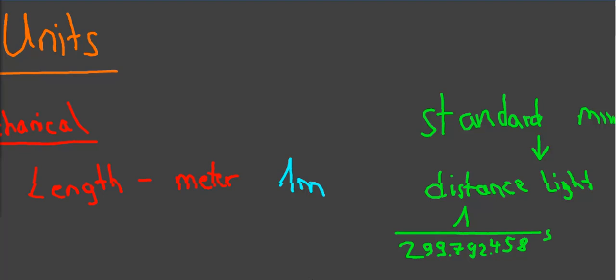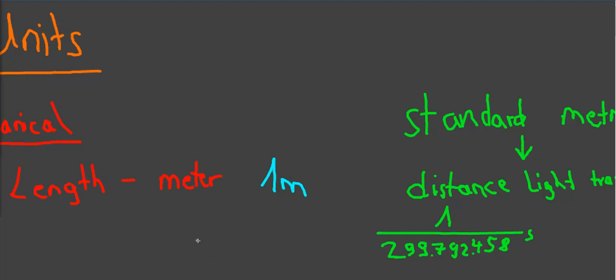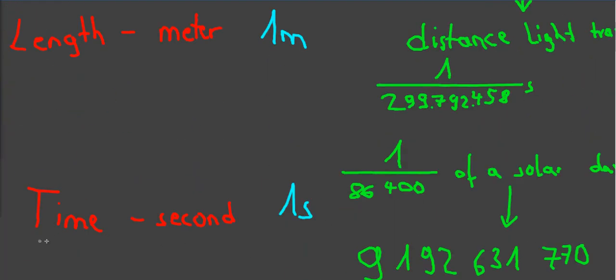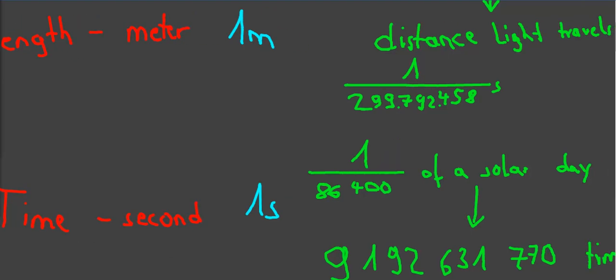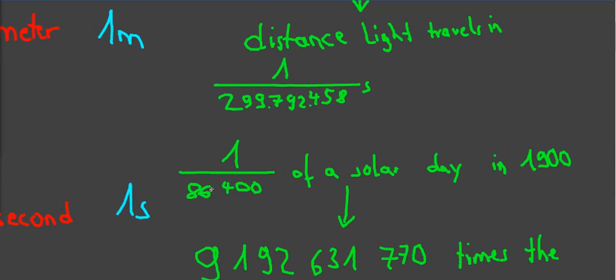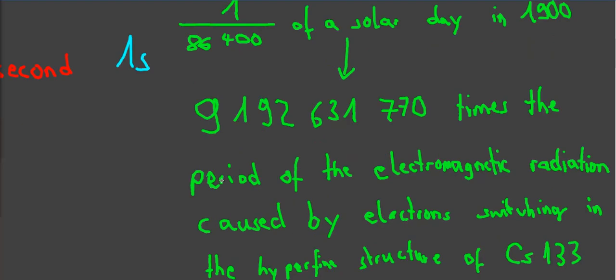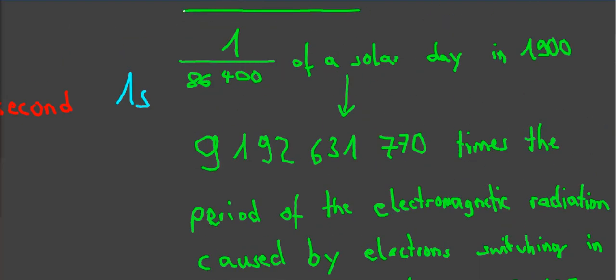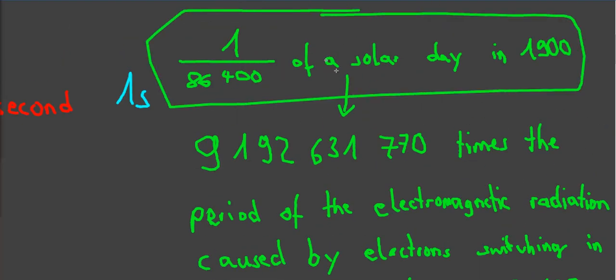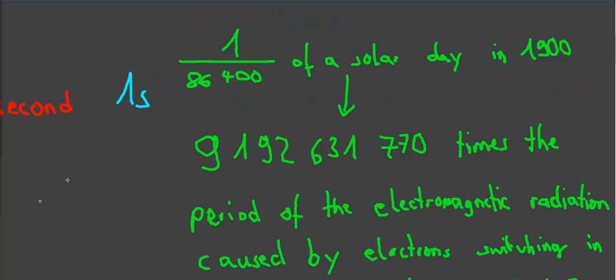Well, the definition uses the second, and the second is the next unit we want to talk about, the unit of time. Back in the day it was defined as 1 over 86,400th of a solar day in the year 1900, a particular summer solar day. Since then the definition has changed slightly, and the newer one is a bit more difficult and impractical for daily use. So I use this one as daily use, and the other is the formal definition.